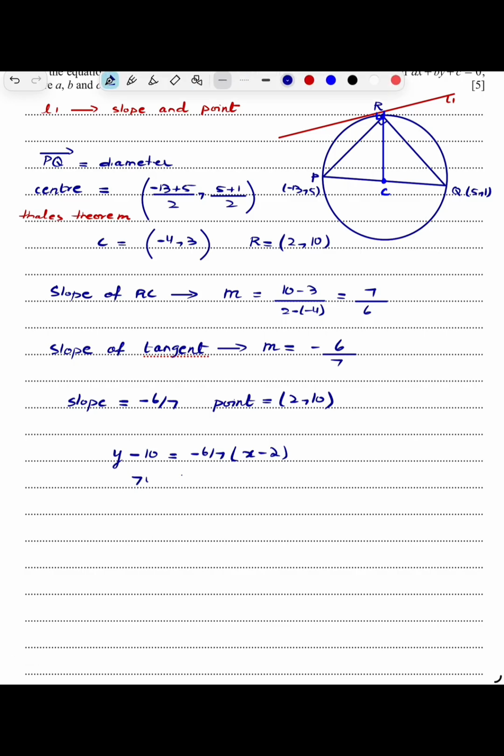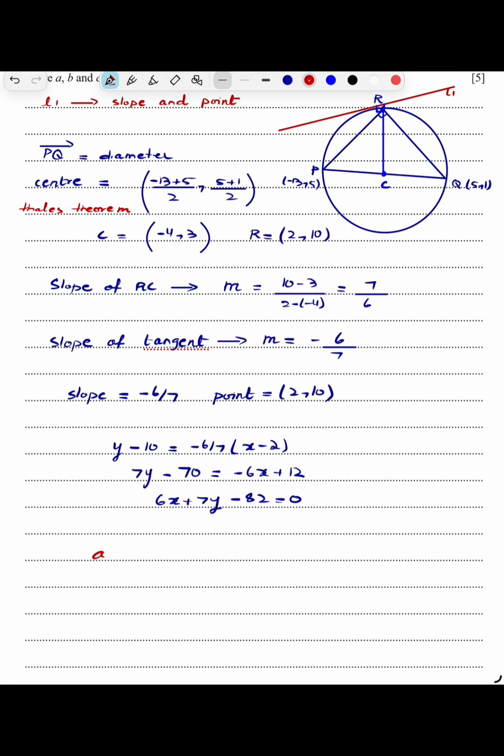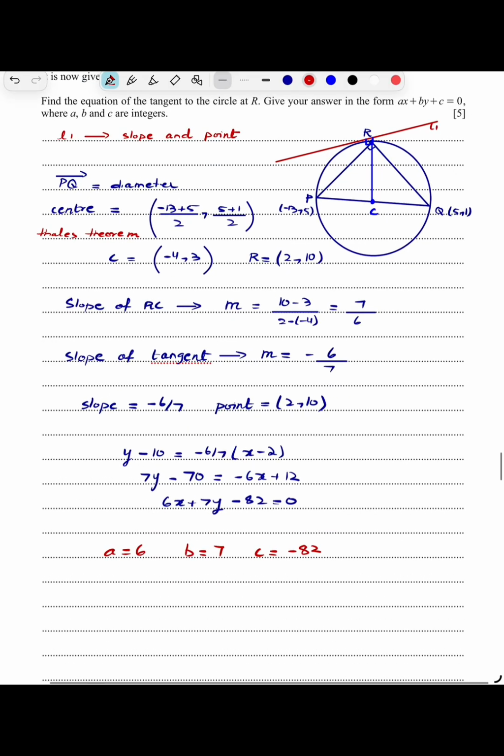So I will get 7y - 70 = -6x + 12, right? So I'll get 6x + 7y - 82 = 0, since conventionally x is written first. So basically the value of a we found is 6, and b, the value of b is 7, c is equal to -82. So this finishes part B.